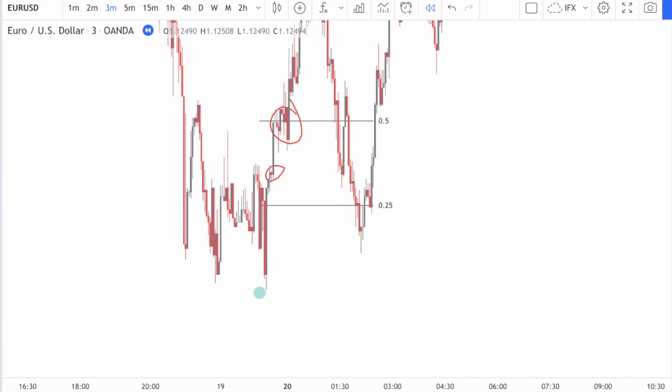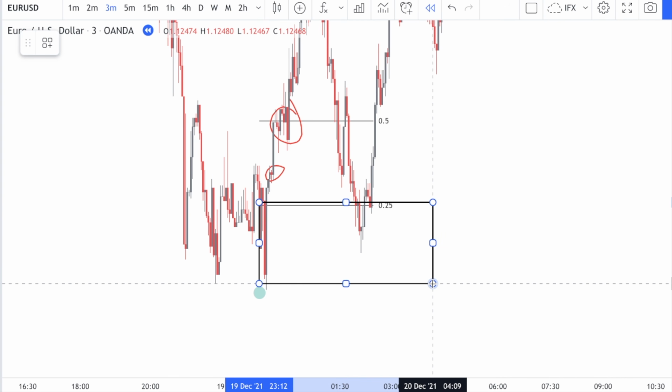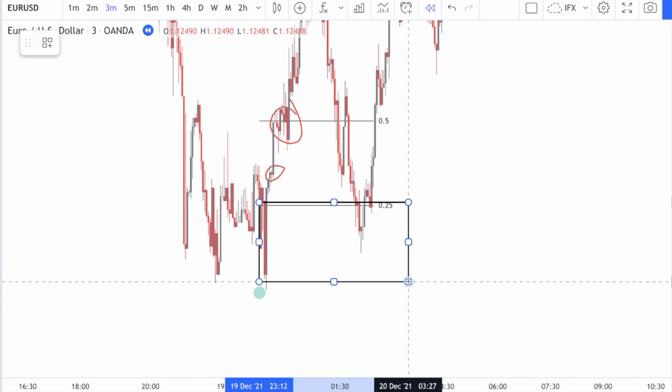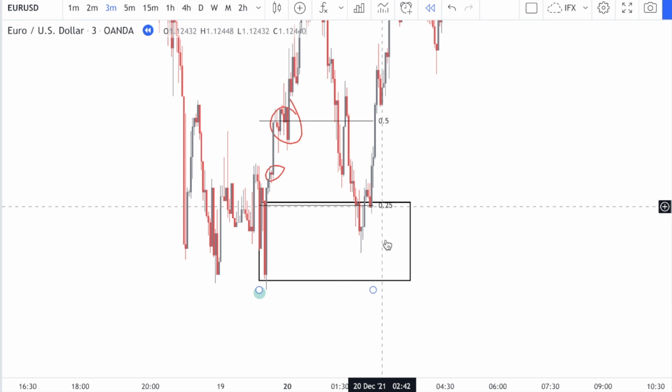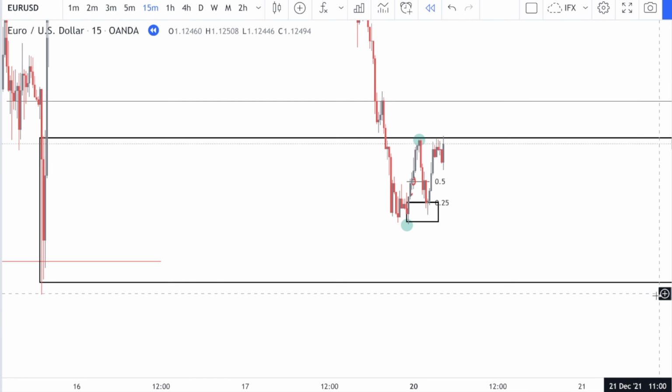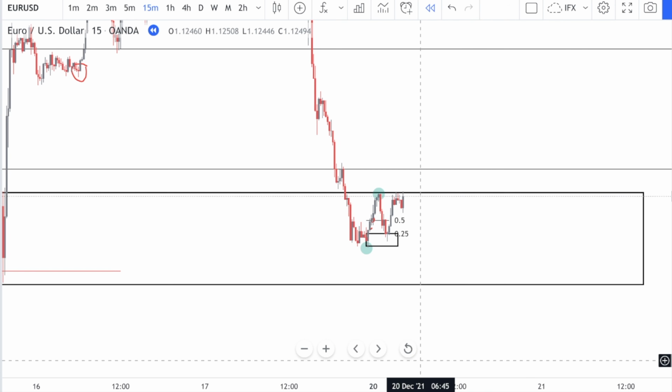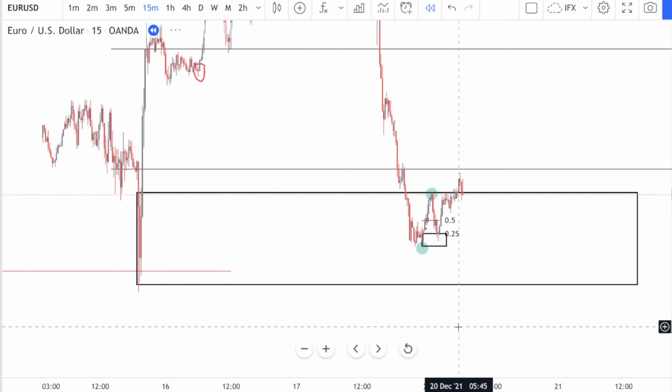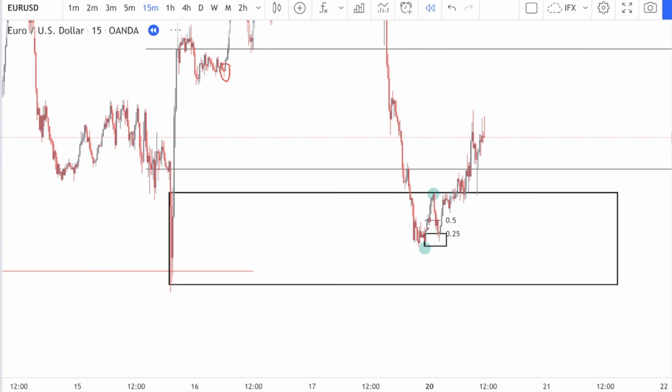Right at the extreme, we can see there's another zone here. So below the 25%, and that's where we react from. So just jump back to the 15-minute, just so we can see this play out. That's where we go from.